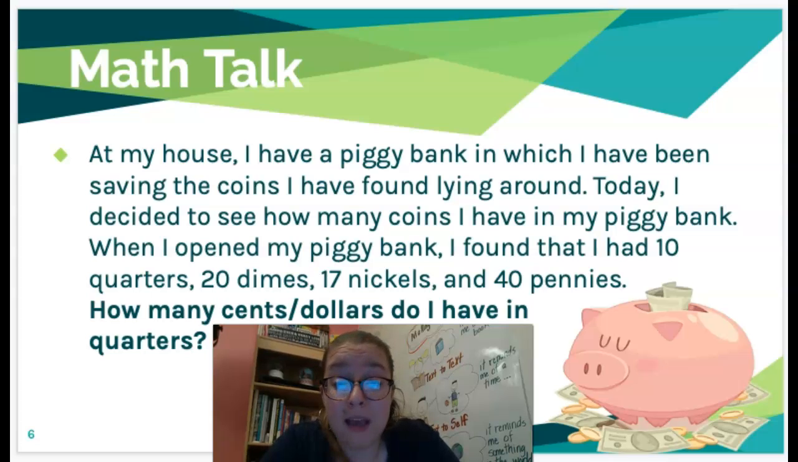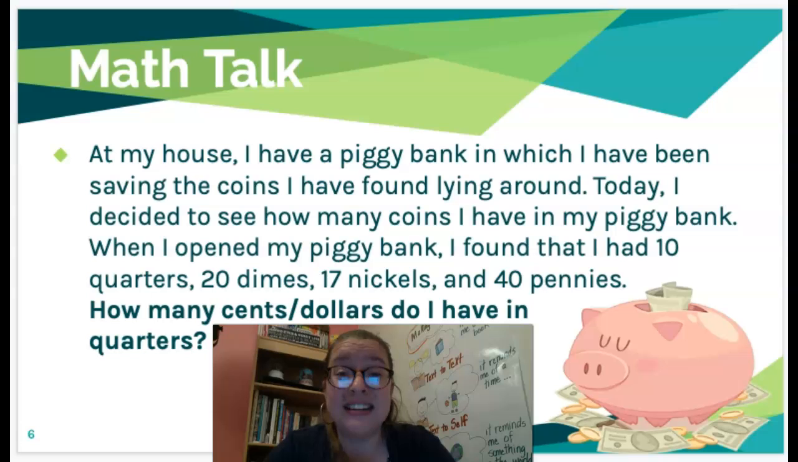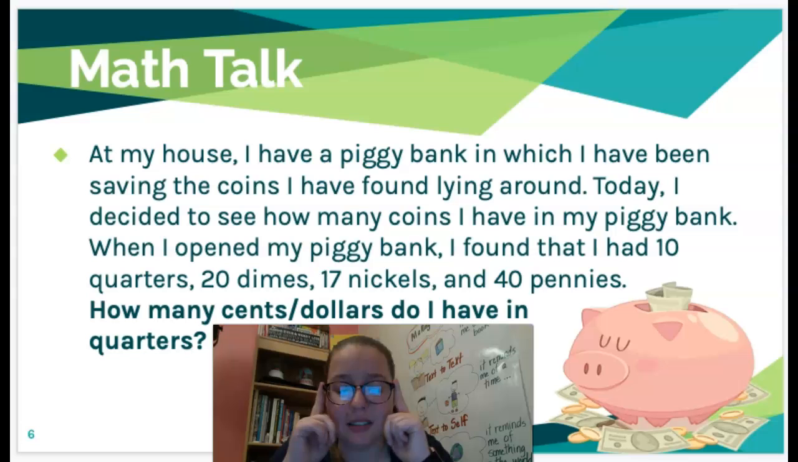When I opened my piggy bank, I found that I had 10 quarters, 20 dimes, 17 nickels, and 40 pennies. Now I want to know, how many cents or dollars and quarters do I have? I don't know. So I'm going to read it again. Be sure you're listening to what the question is asking and what information I need to know. Then we're going to solve it together.